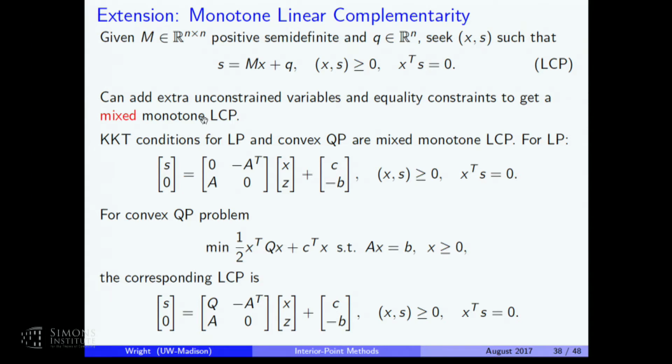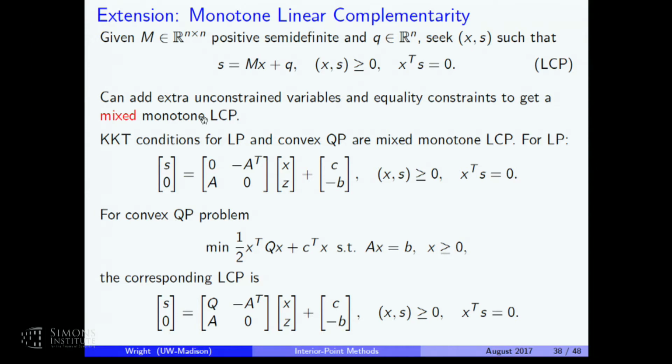Okay. Now, there are generalizations of this problem where you can add in extra unconstrained variables, not required to be non-negative, and an equal number of equality constraints. So you get mixed monotone LCPs, which have these extra ingredients. But if ever you derive algorithms for this problem, it's very easy to extend them to the mixed problem. In fact, KKT conditions are kind of a special case of a mixed monotone LCP. These are exactly the conditions I wrote on the second or third slide, where I had x and z and s. I had these equality conditions that were just the primal and dual feasibility. I had non-negativity, and I had complementarity. So this is just the KKT conditions written in a form that looks like this.